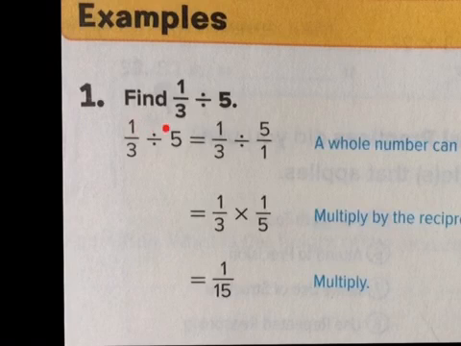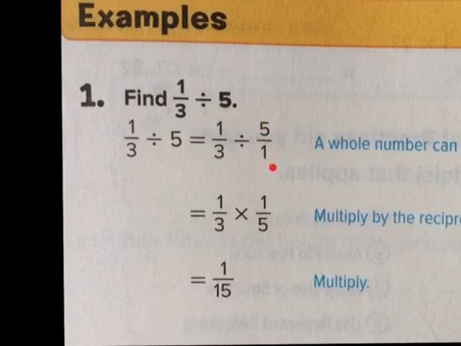In example 1, you'll see that we use the reciprocal. We have 1/3 divided by 5. Remember that 5 is 5 over 1, right? Then we find the reciprocal of 5 over 1, which is 1 over 5. It's the opposite, you see it right there. Then we multiply straight across. 1 times 1 is 1, and 3 times 5 is 15, and you have it there.